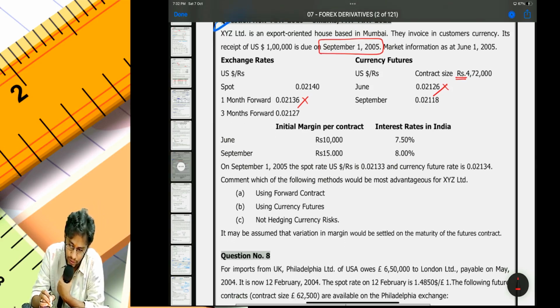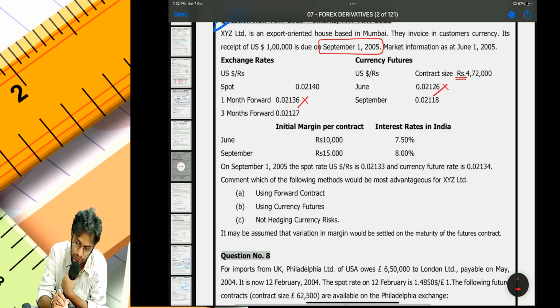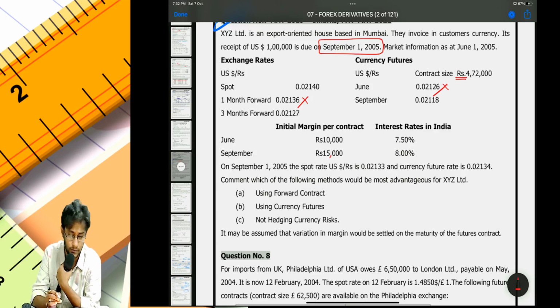Initial margin per contract, interest rates. If you take June futures, you have to pay 10,000 rupees margin money. If you take the September contract, it is 15,000 rupees. Interest rate is 8%.